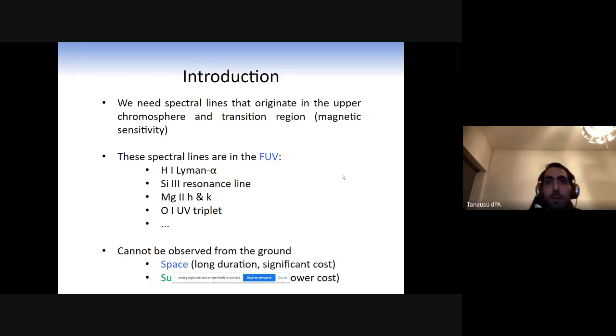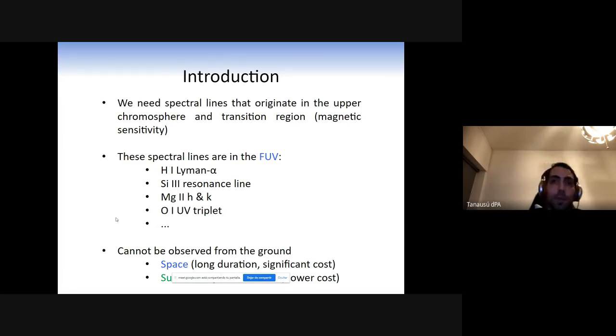These spectral lines are typically in the far ultraviolet. For example, we have the neutral hydrogen Lyman alpha, the silicon III resonance line that is very close to Lyman alpha, the magnesium II h and k lines, or the oxygen UV III, that is the resonant multiplet of this ion.